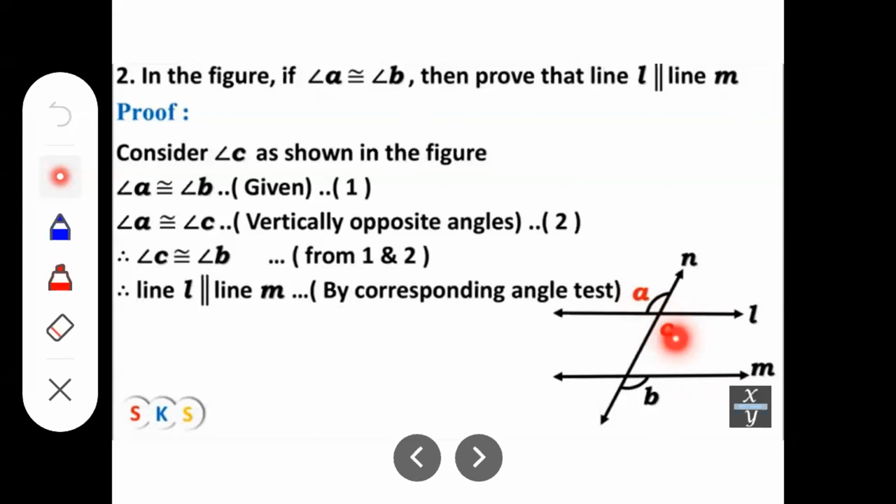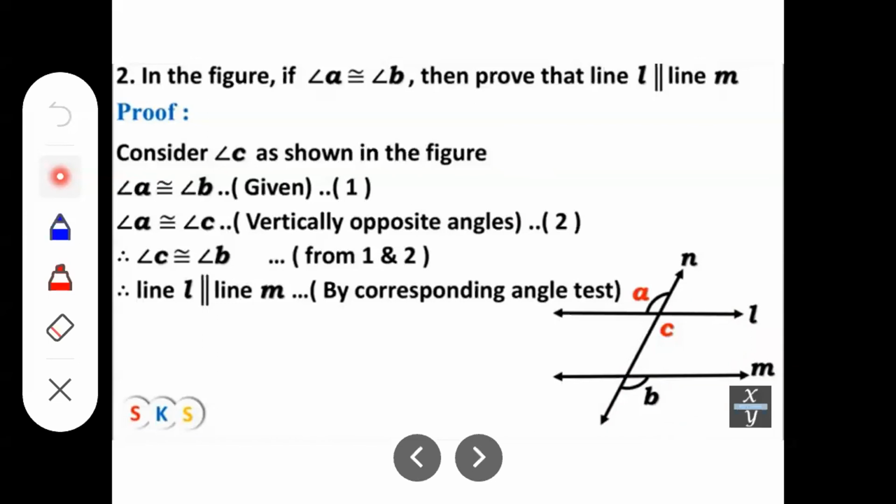And if we can prove that angle C and angle B are equal to each other, then those are corresponding angles. So if those are equal, then by the corresponding angle test, the given lines are parallel to each other.